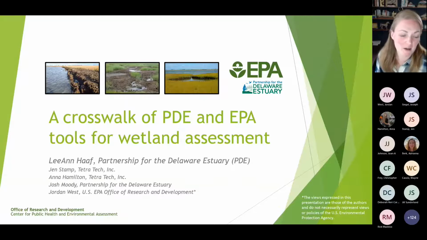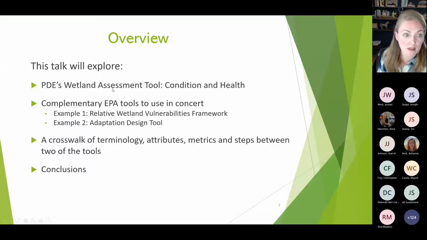All right, so today I'm going to be going over some of the crosswalking work that we've done between existing tools for wetland assessment. So at first, I'll talk a little bit about PDE's tool, the Wetland Assessment Tool for Condition and Health, or we like to call that WATCH. I'll also go over some of the EPA tools that we've used as complementaries to the WATCH tool, including the relative wetland vulnerability framework that Anna had just talked about, as well as the adaptation design tool. And then I'll go over some of the crosswalk terminology, attributes and metrics, and some of the steps between the two tools as part of the crosswalk.